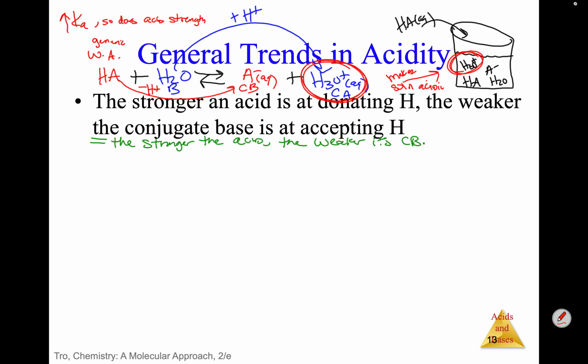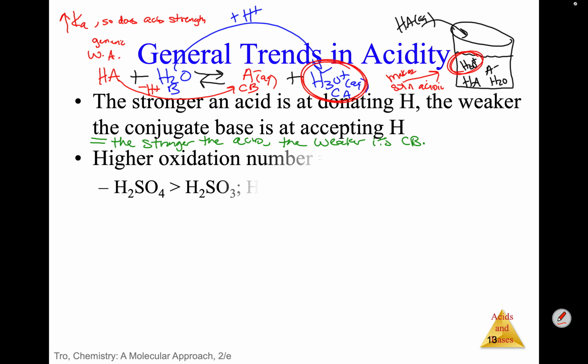Okay. Questions? Okay, we got through point one. Higher oxidation number equals the stronger oxyacid, only within a series. Yeah, is there a question back there?